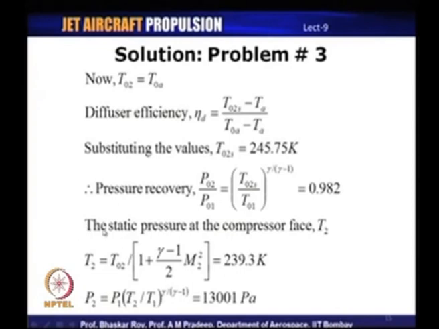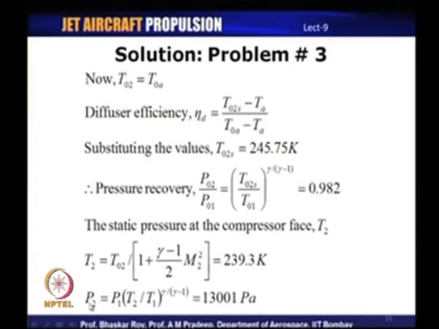Now, the third part of the problem is to find out the area at the compressor phase. We will use the same principle as we did for calculating the area at the inlet entry. We need static pressure and temperature at station 2. Now, static temperature can be easily found out because T02 is equal to T0A, which is already known. So, T2 is equal to T02 divided by 1 plus gamma minus 1 by 2 M2 square, and M2 is given as 0.4. So, if you substitute for all these values, we get T2 is equal to 239.3 Kelvin.